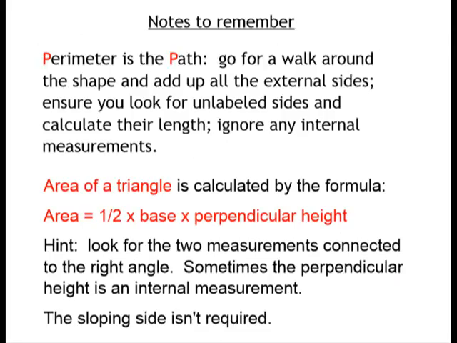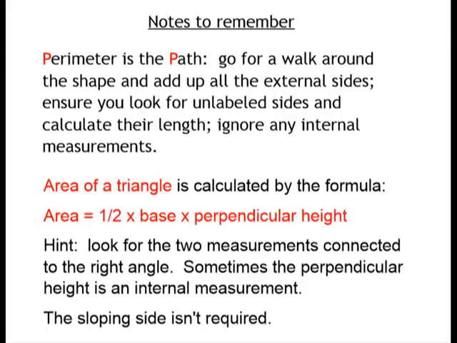Key notes to remember. Perimeter is the path around the shape. Go for a walk around the shape and add up all the external sides. Ensure you look for any unlabelled sides and calculate their length. Ignore any internal measurements.